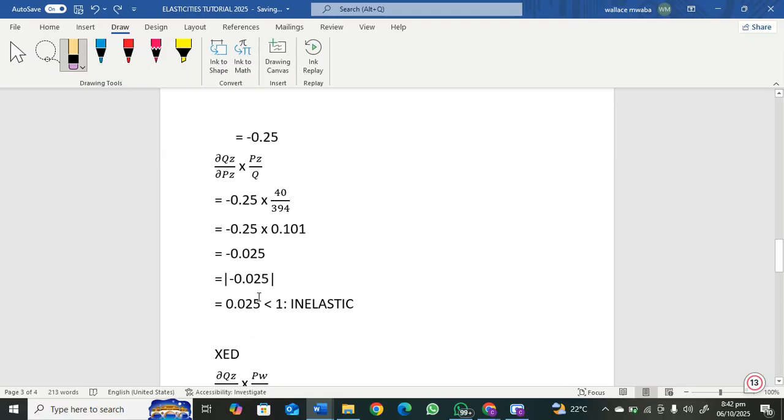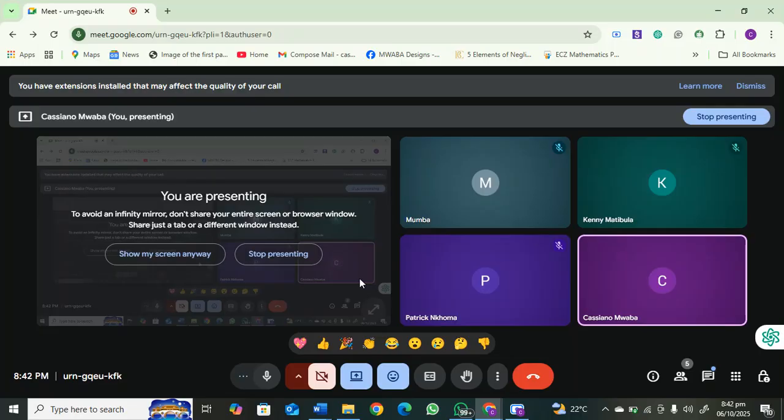Okay. So when we ignore this negative sign, it is 0.025. Our price elasticity of demand is 0.025. And since it's less than 1, it tells us demand for our good is inelastic. Meaning, when we say demand for the good is inelastic, it means quantity demanded is not sensitive or doesn't respond greatly to changes in price.